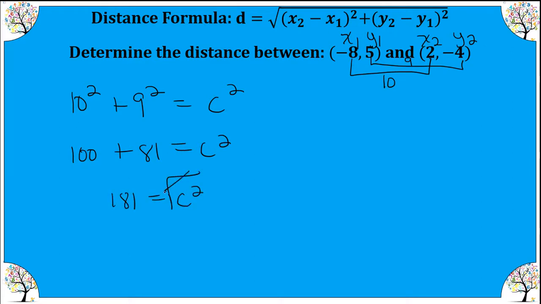I take the square root to solve, and the square root of 181 is approximately 13.5. And again, if you like to use the distance formula, then by all means use that. I hope this helps.